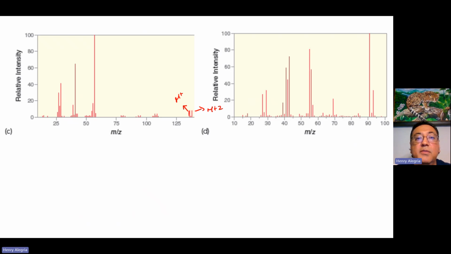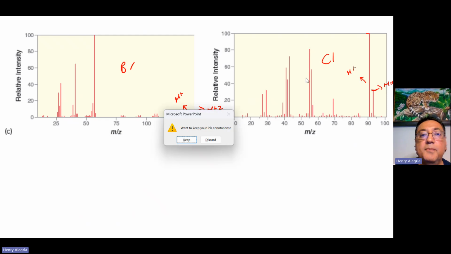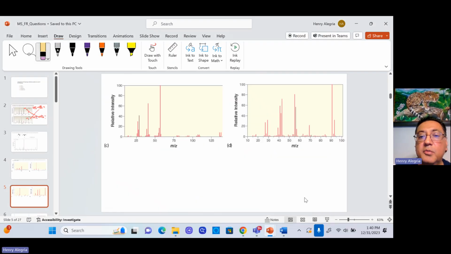So you notice whatever that is, then there's one here, then there's that one, M+2. They're about equal height. This is bromine. And here I see the molecular ion peak, and I see here the M+2, and this is about 1/3 the height of the M+1, so therefore this one has chlorine, right? So you see how you have to be able to recognize these elements.